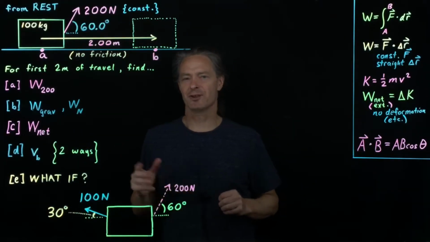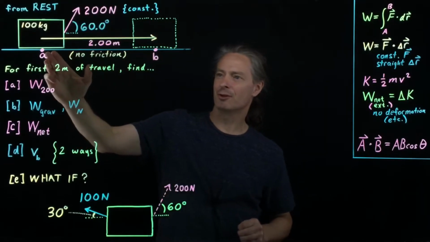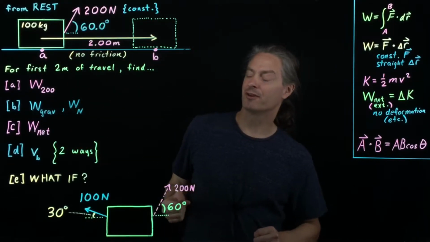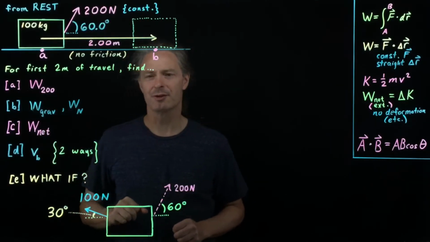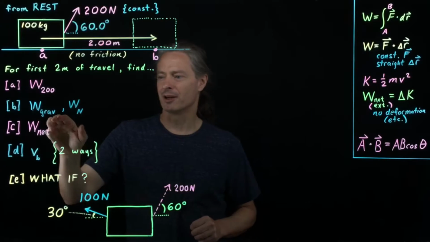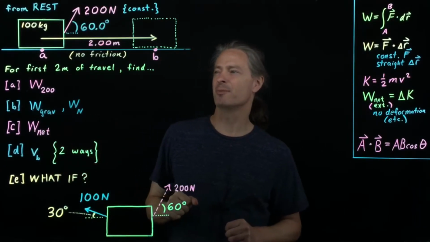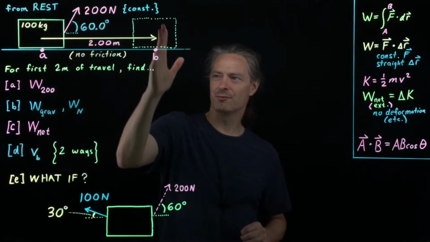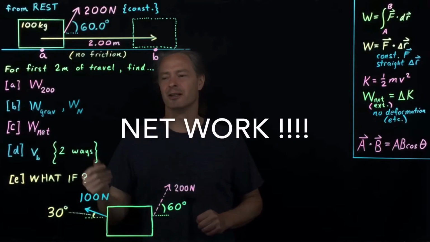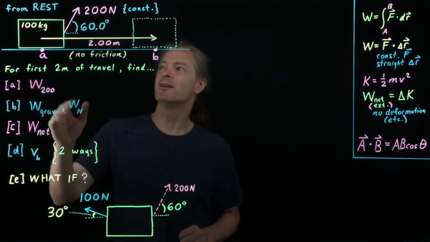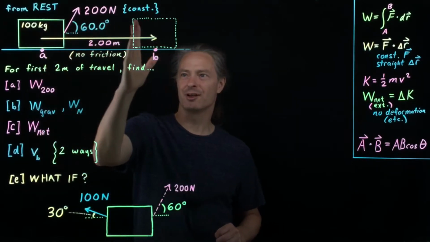Given this information, here's what we're asked to find. For the first 2 meters of travel, as this object goes from point A to point B, we're asked to figure out the work done by the 200 Newton force, which I'm going to call W200. We're asked to figure out the work done by the gravitational force and the normal force, W-grav and Wn respectively, as this object goes through the 2 meter displacement. We're also asked to calculate the net force. And then finally, we're asked to figure out the speed of this crate at point B, which I'm going to call V sub B. That's the speed after it's gone 2 meters.